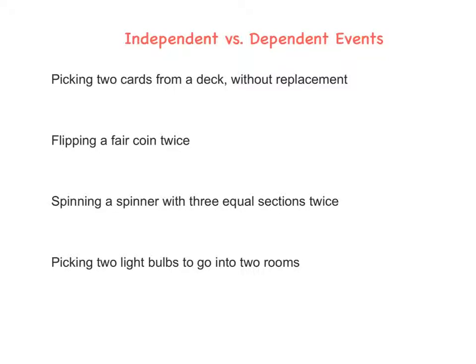So this video is going to go over the difference between what we call independent and dependent events when we're studying probability, and then we'll look at how they differ in finding their probabilities. So I have a couple of examples here that we'll just look at first.